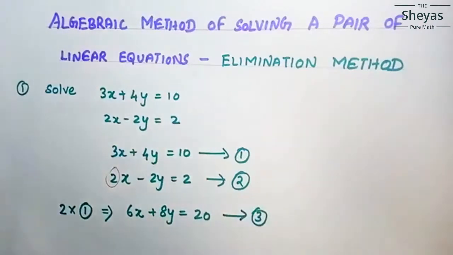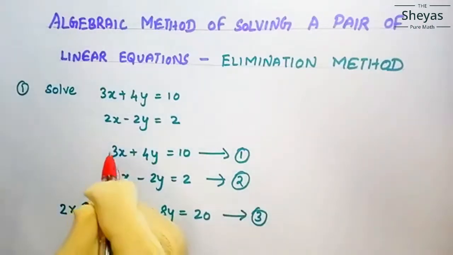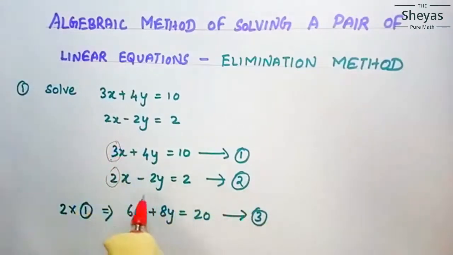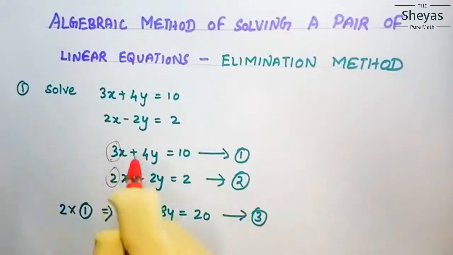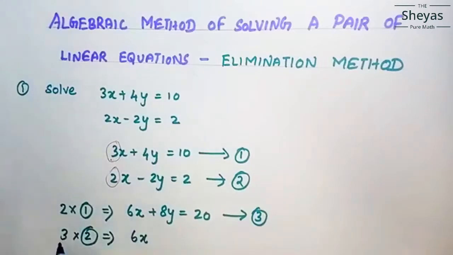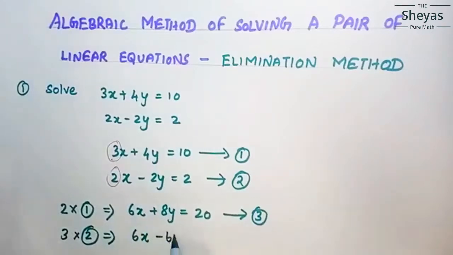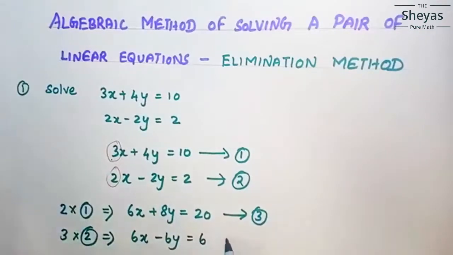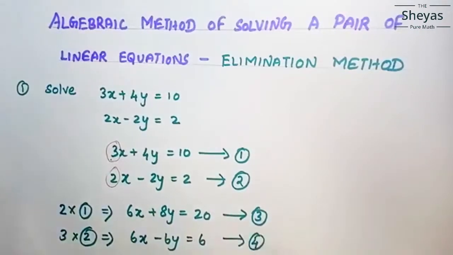Now I am going to multiply the second equation with 3. So 3 into the second equation: 3 into 2 is 6x, 3 into minus 2 is minus 6y, 3 into 2 is 6. And now I am going to mark this as the fourth equation.